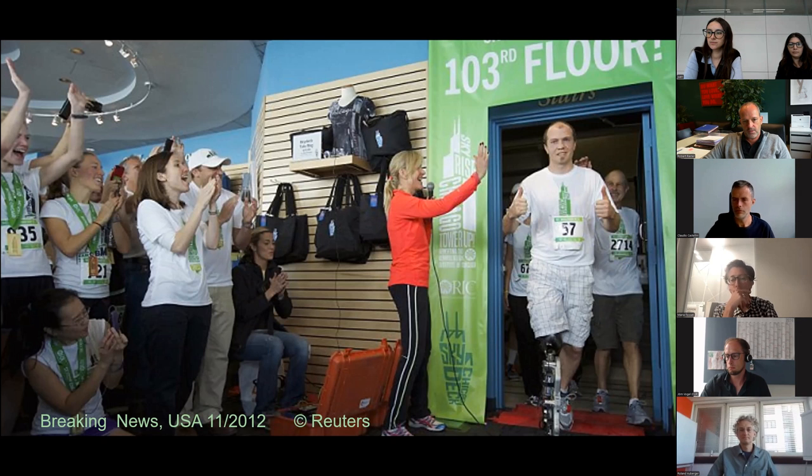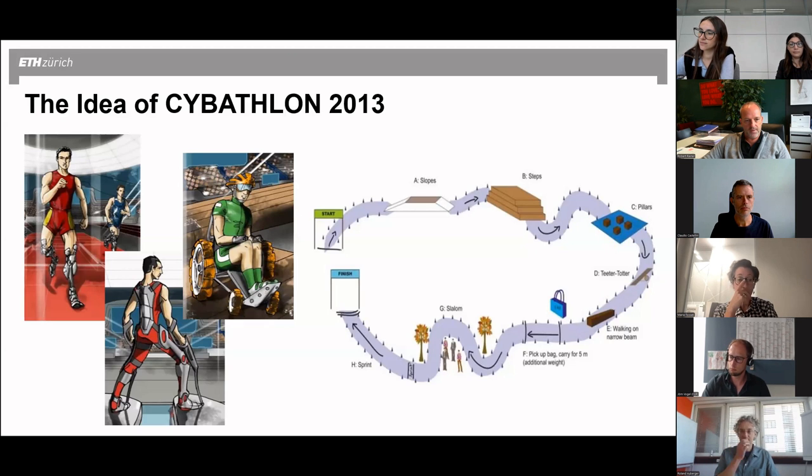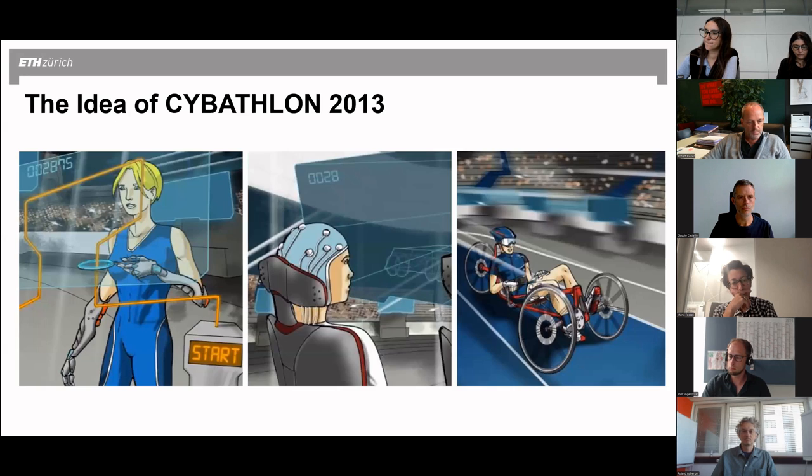So I thought about a race with prostheses walking up a famous mountain in Switzerland, but then it might have bad weather conditions. And then I thought, oh, let's go into a stadium, build up a certain racetrack like this one, where we can not only showcase prosthetic developments, but also exoskeletons and wheelchairs, walking up or rolling up stairs, going over certain kinds of pillars, over water, going on a narrow bar, walking slalom, and so on. And then I thought about further disciplines, also upper extremity prosthetics, brain-computer interfaces, and functional electrical stimulation bike races. So the idea came in 2013.